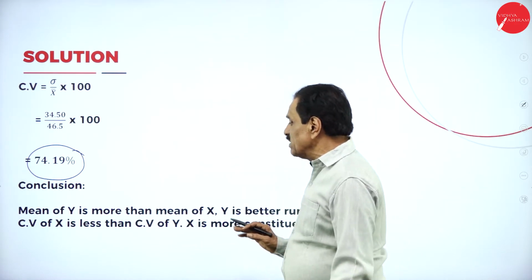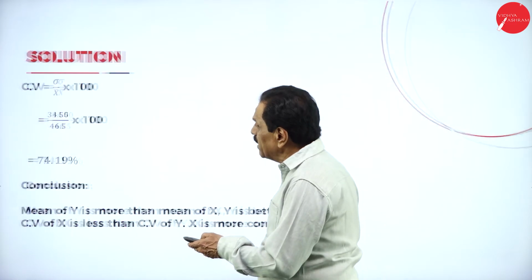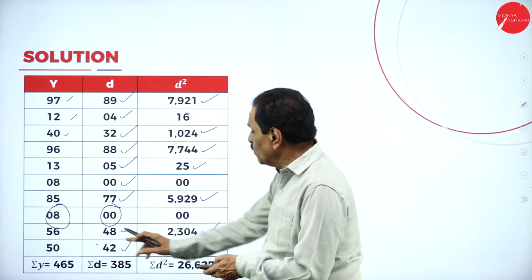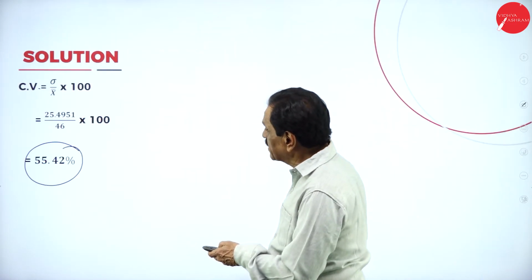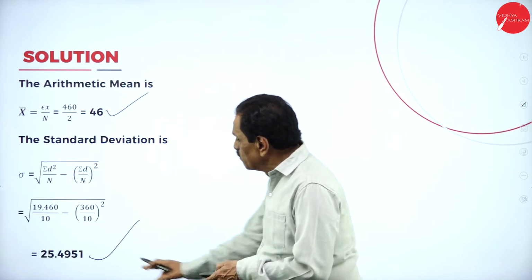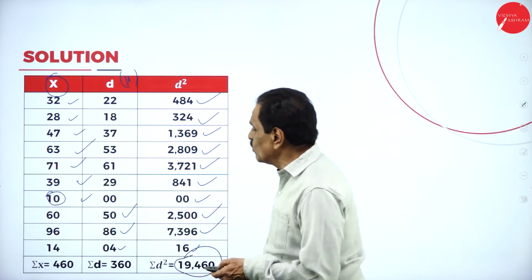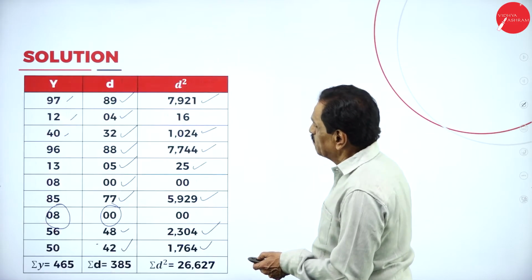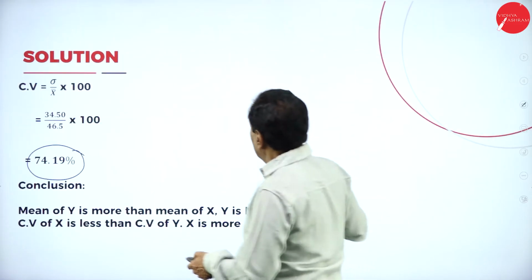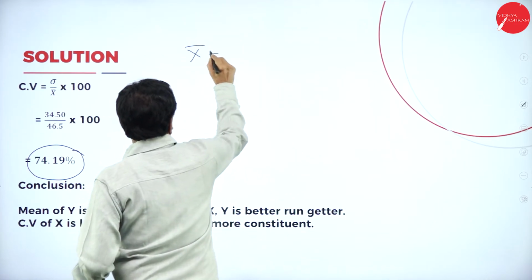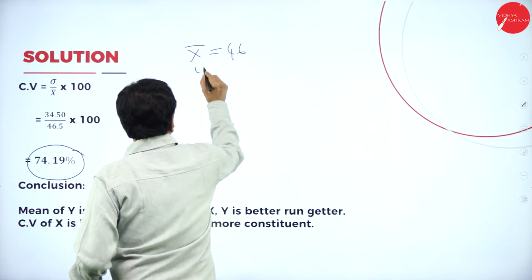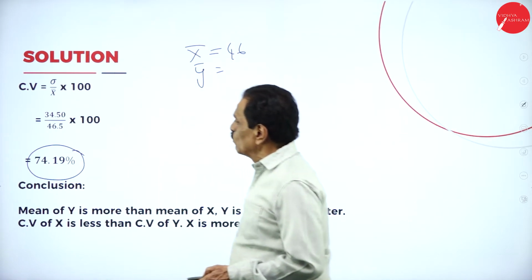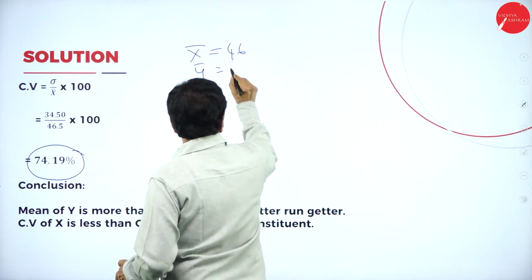If you see, what's the mean of x? Come back to x now. Mean of x, you got 460. Mean of x is equal to 46. Mean of y is equal to 46.5.